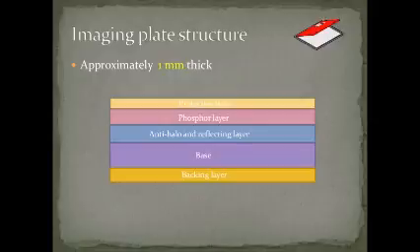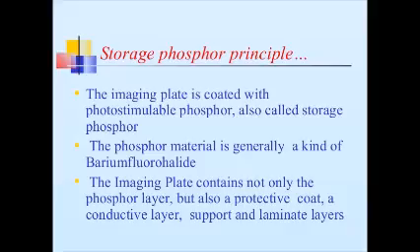The reflective layer sends light in a forward direction when released into the cassette reader. The conductive layer is a material that will absorb and reduce static electricity. The support layer is a material that gives the imaging sheet some strength.